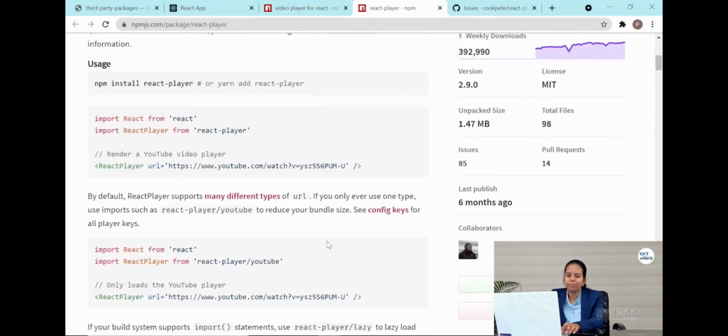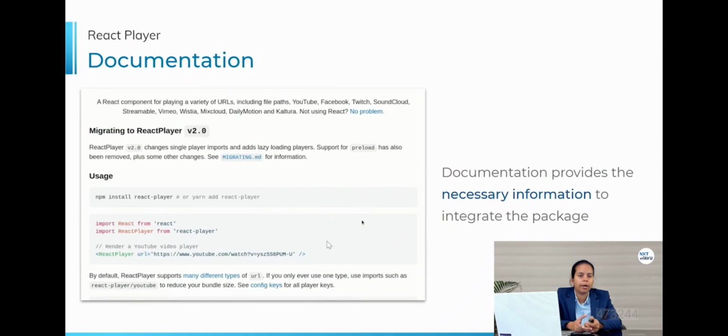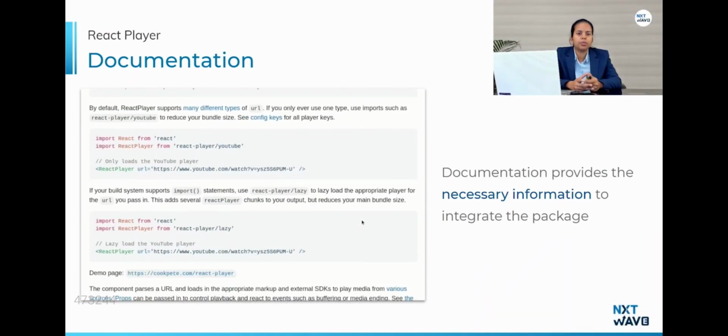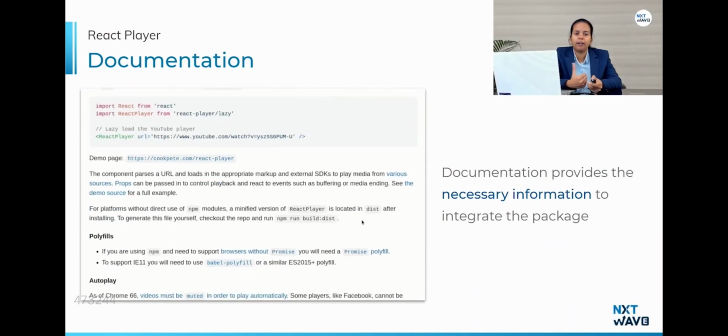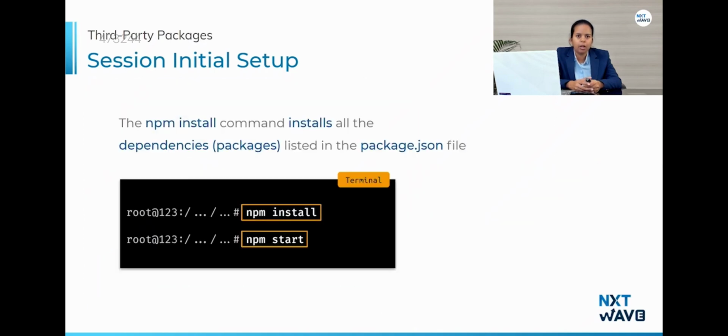Firstly, as we understood, using the documentation we'll get information about how to integrate the package, right? To start off the integration, I first have to set up the code playground for today's session. So you have to run ccbp start and that code, and with this the code playground will be set for today's session. Then run npm install, and with this all the dependencies will get installed. Finally, run npm start, and with this the application will be running.